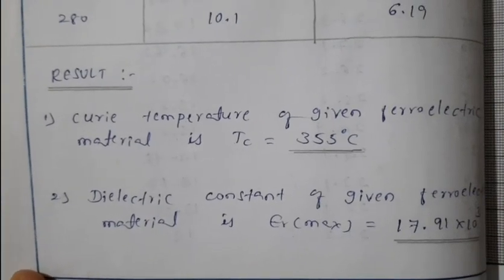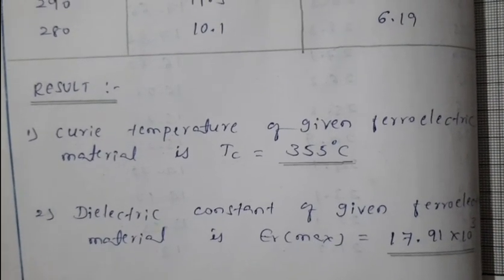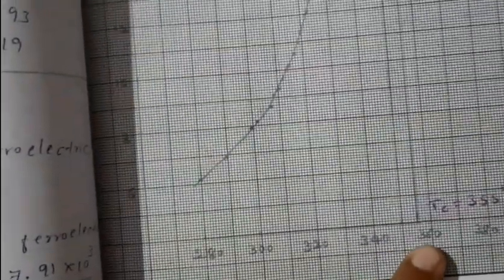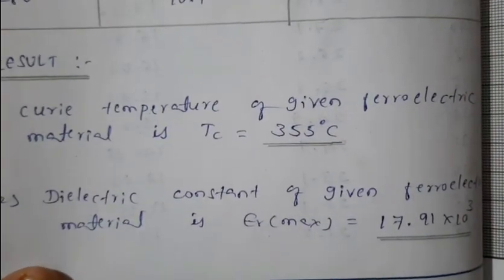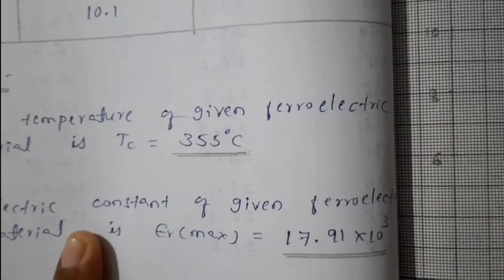So the Curie temperature of the ferroelectric material is how much? 355 degrees Celsius. This peak is observed at 355 degrees Celsius. The dielectric constant of the given material, that is the maximum epsilon r, is 17.91 into 10 to the power 3.